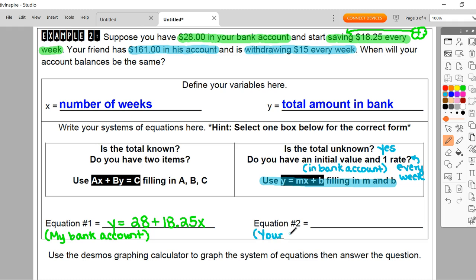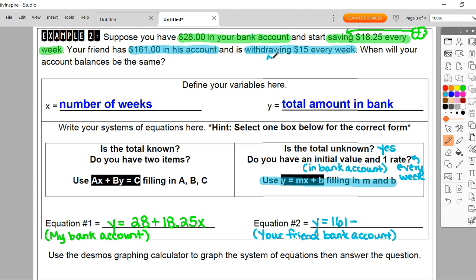So this is going to be my friend's bank account. Again, we start with y equals because we don't know the total amount in the bank. We know the start was $161. That's our b value, our starting value.